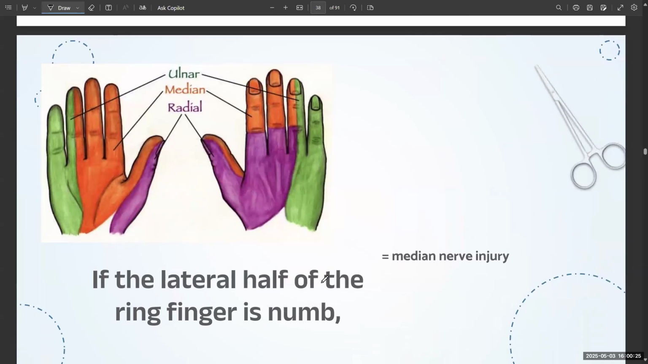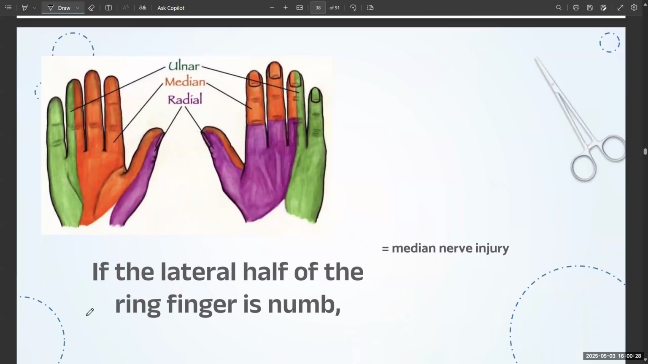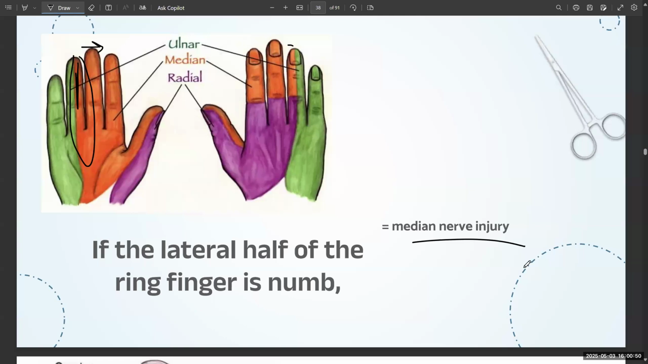That's pretty much it. Now, if you have a case where the lateral half of the ring finger is numb, okay? So if you have the ring finger and the lateral half over here is numb, lateral is this side, by the way. That means that you have a median nerve injury. This is how you do the questions.